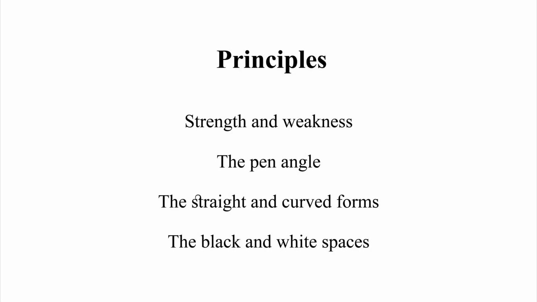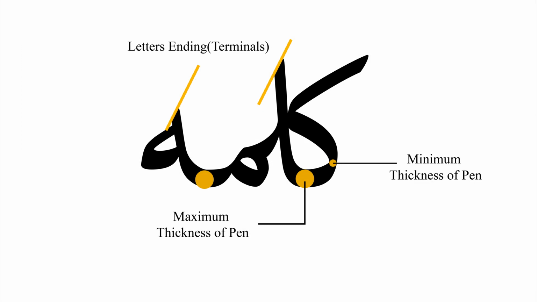Principles means root and foundation, and refers to things such as strength and weakness, the pen angle, the straight and curved form, and the black and white space in the loops. In Arabic Persian letters, when the pen moves horizontally and parallel to the baseline, the entire width of the pen is placed on the paper, so the maximum thickness of the pen is in the horizontal direction, while vertical movement uses only a fraction of the pen thickness.